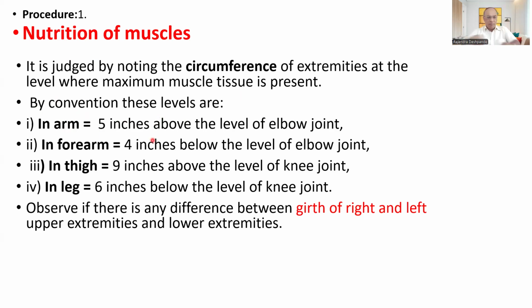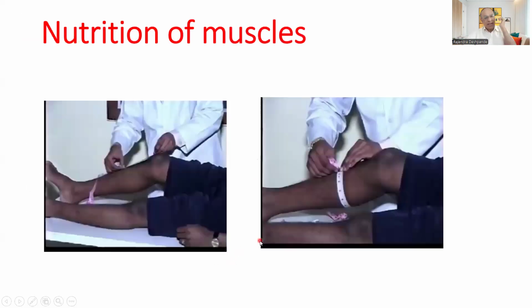Then in the forearm, 4 inches below the level of elbow point. This is my elbow joint, and below that 4 inches I have to check the circumference. In the thigh, 9 inches above the level of knee joint, and in the leg, 6 inches below the level of the knee joint. Okay. The doctor should observe, is there any difference between the girth of the right side and left side of the hands as well as the legs? Hands and legs are called the upper extremities, hands, and lower extremities, legs.